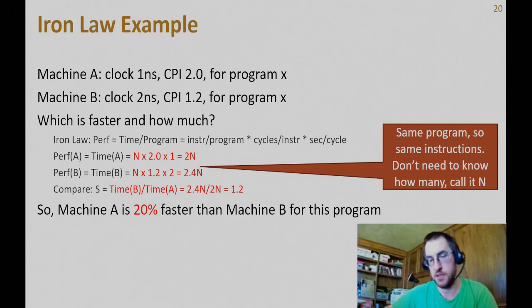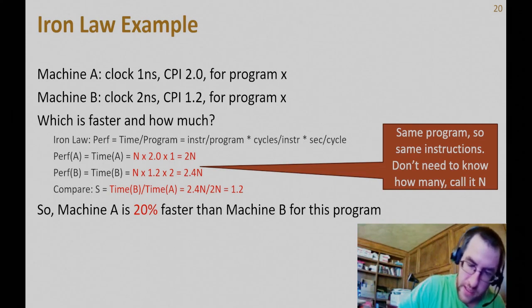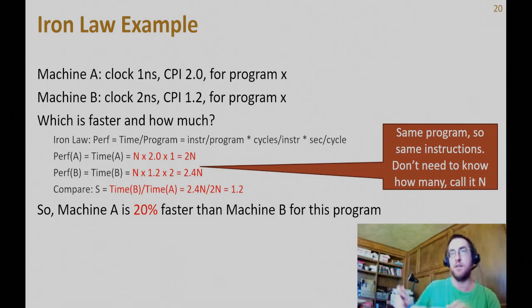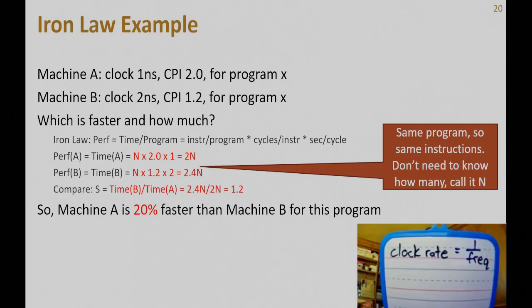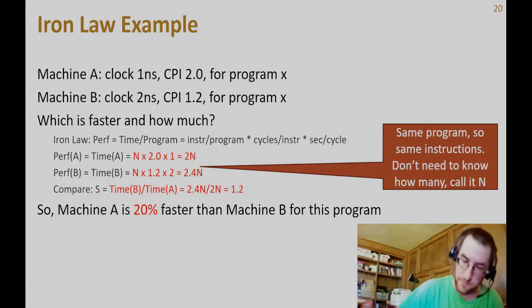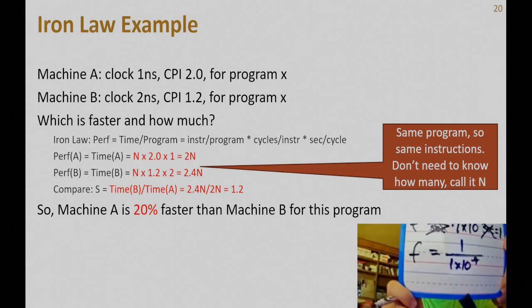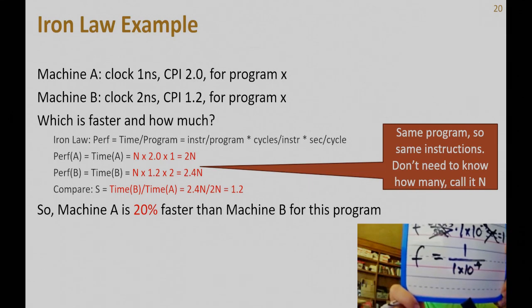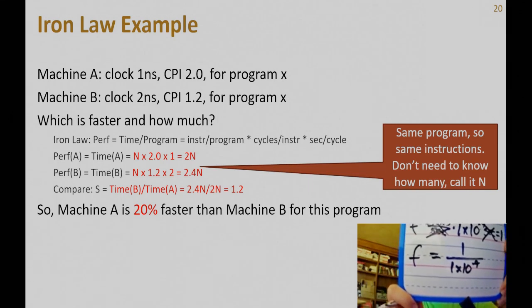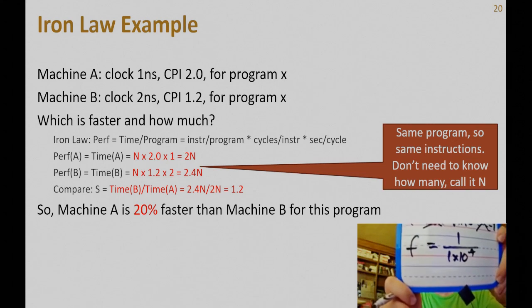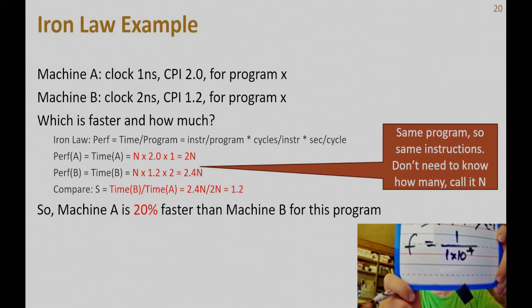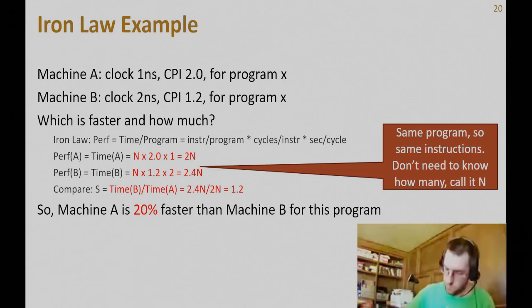We don't need to know how many instructions are in this program, so when we plug into our iron law, we don't have to know. I said clock rate is equal to the multiplicative inverse of frequency, right? What does that mean, multiplicative inverse? It means that the clock rate is 1 over the frequency. So if my clock cycle is 1 nanosecond, I want to find the frequency. You just swap their places in that first formulation. If the clock cycle is equal to 1 over the frequency, then the frequency is equal to 1 over the clock cycle time. 1 times 10 to the negative 9th in the denominator, 1 over 1 times 10 to the negative 9th is 1 times 10 to the 9th.